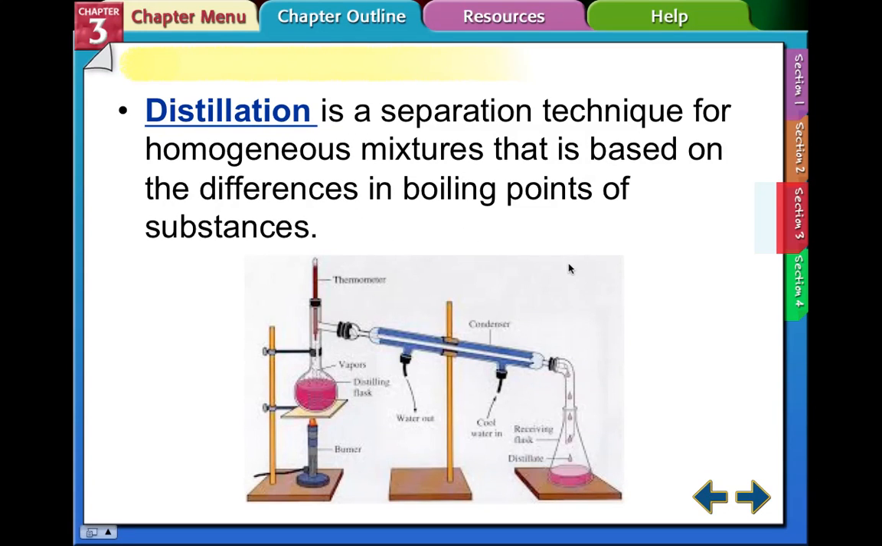Distillation is a separation technique for homogeneous mixtures that is based on the differences of the boiling points. So this is how you would make distilled water. You would put tap water in this jar, boil it, it would condense, and you get the water vapor. It is collected in this condensing tube, and then the clean distilled water is collected in this bottom tube. This is how moonshiners would make the alcohol as well. They would use the distillation process.